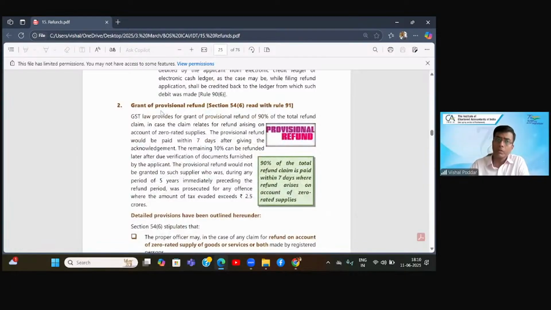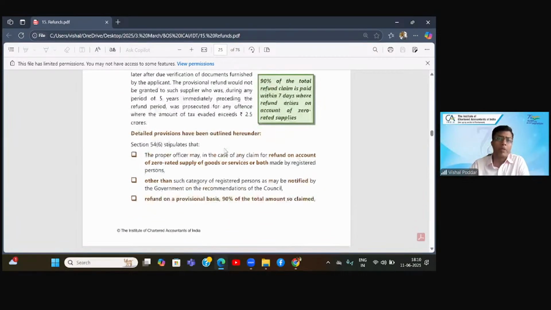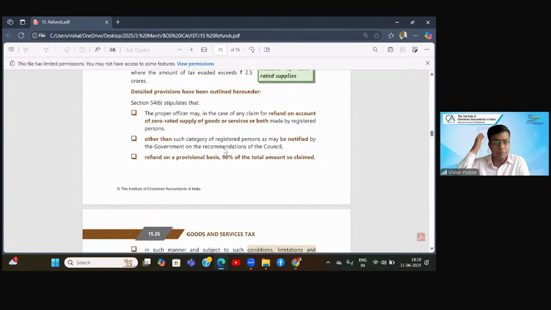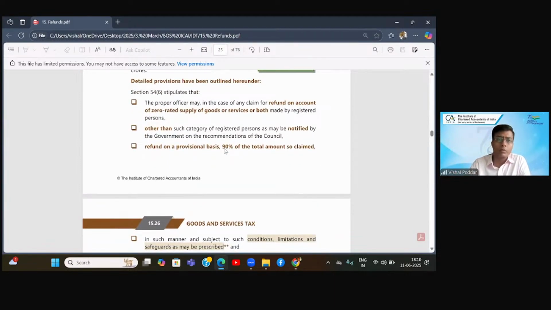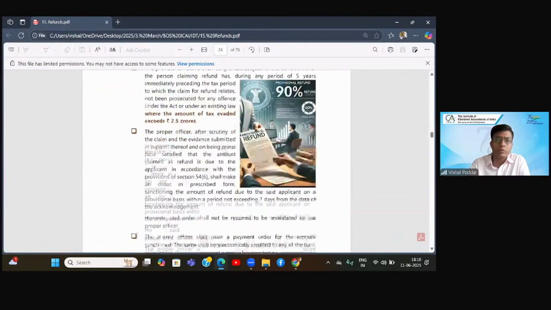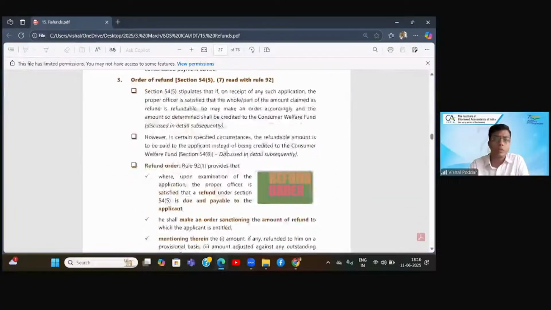Next, if everything is found appropriate, then the law says the refund amount, at least 90% of it, should be given to you within 7 days of your filing of the application, and the balance 10% will be after doing all the detailed checks. Then some conditions and safeguards, this we have already discussed. Then finally comes the order of refund.